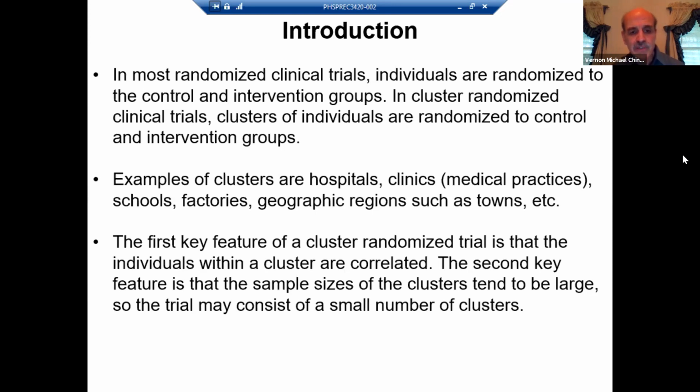The second key feature is that the sample sizes of the clusters tend to be large, so the trial may consist of a small number of clusters. Towards the end of the presentation, I will talk about some sample size issues with cluster randomized trials.